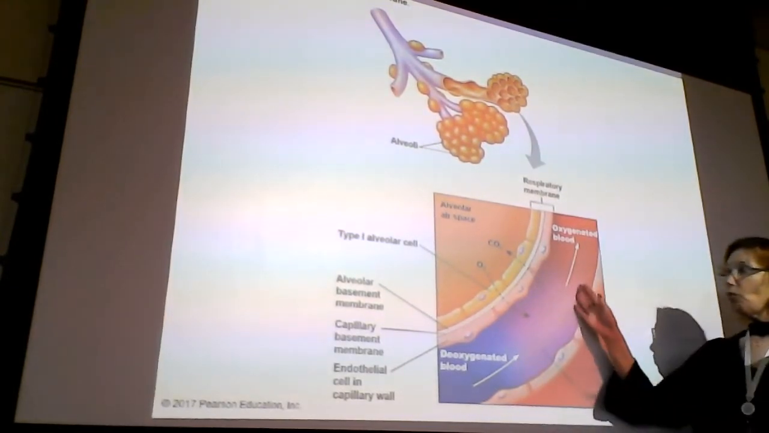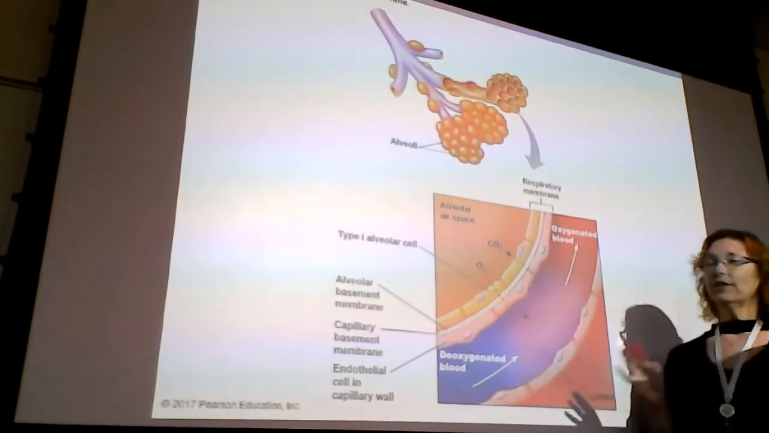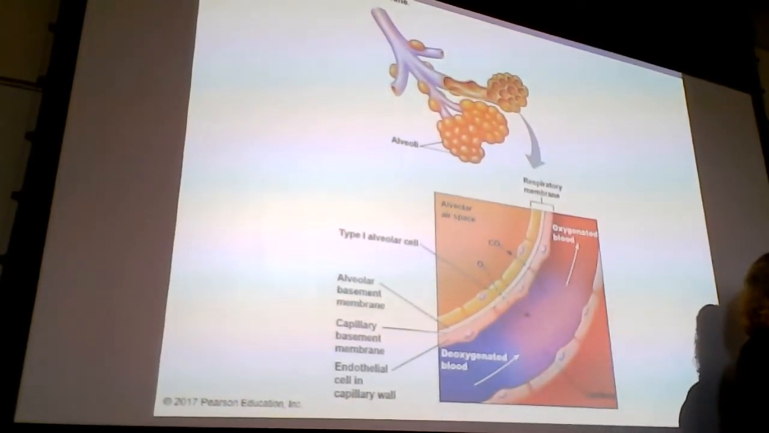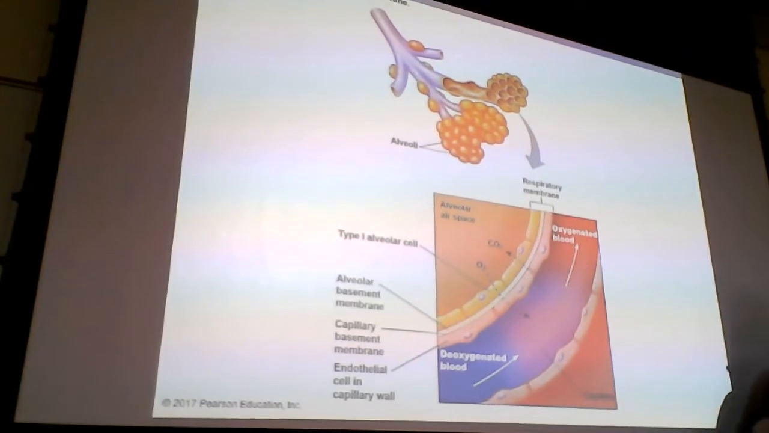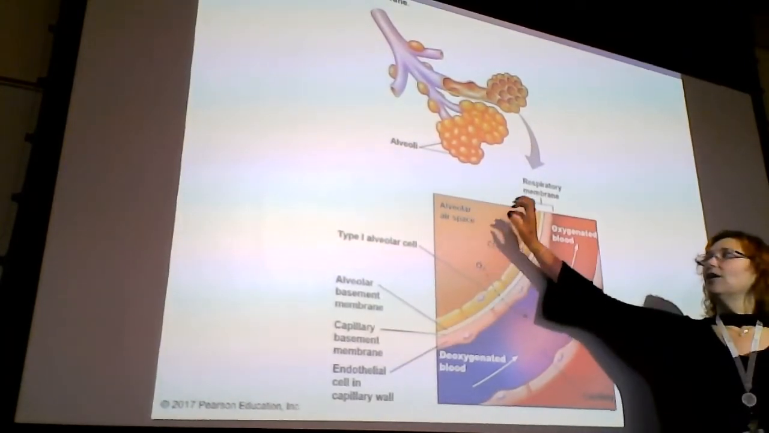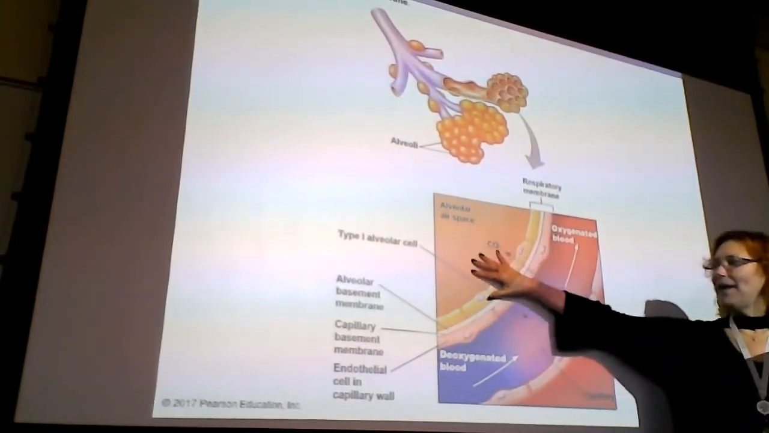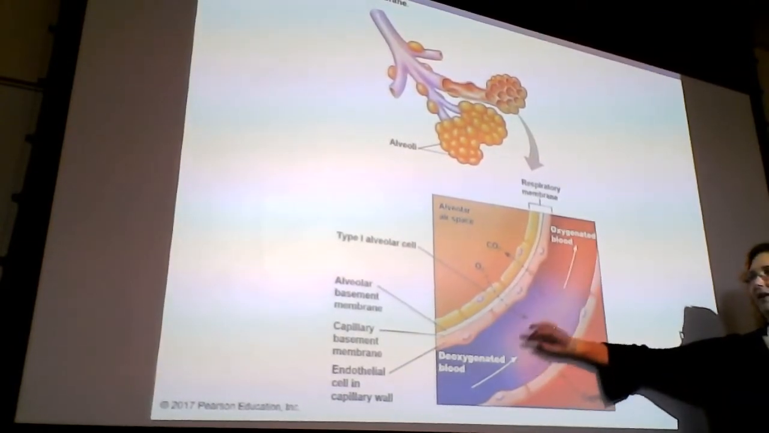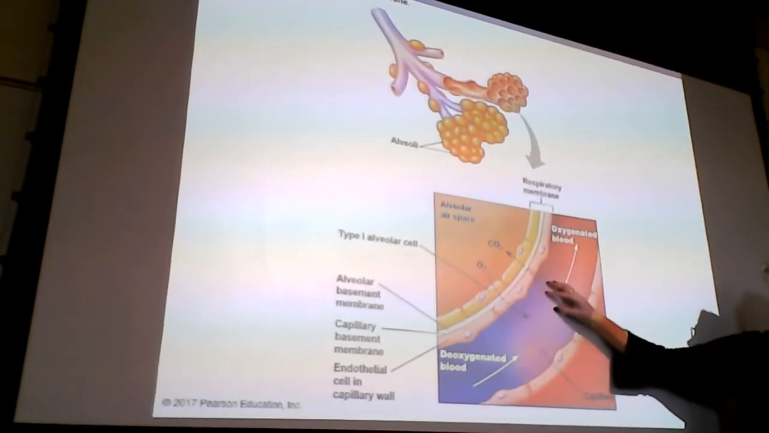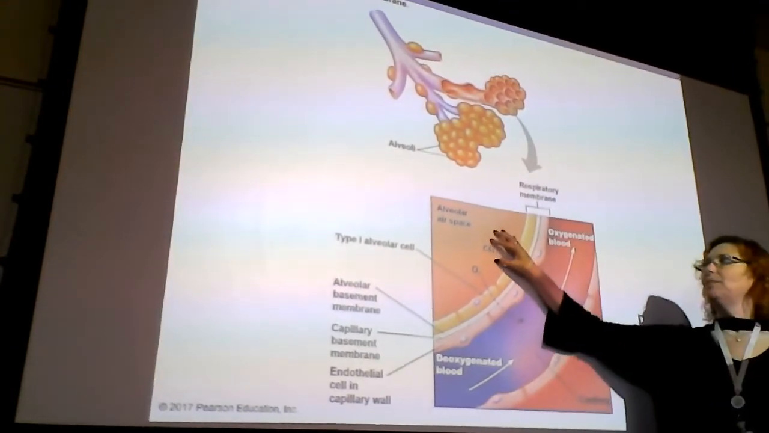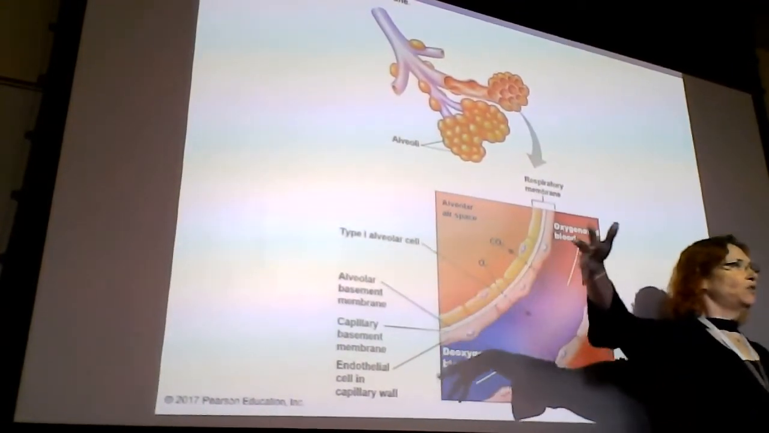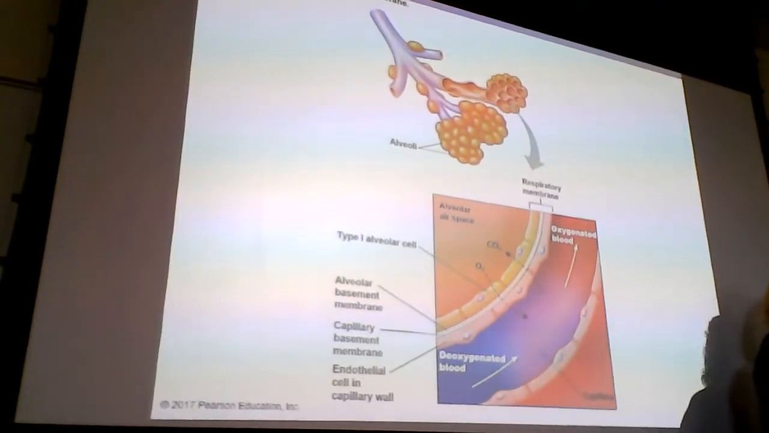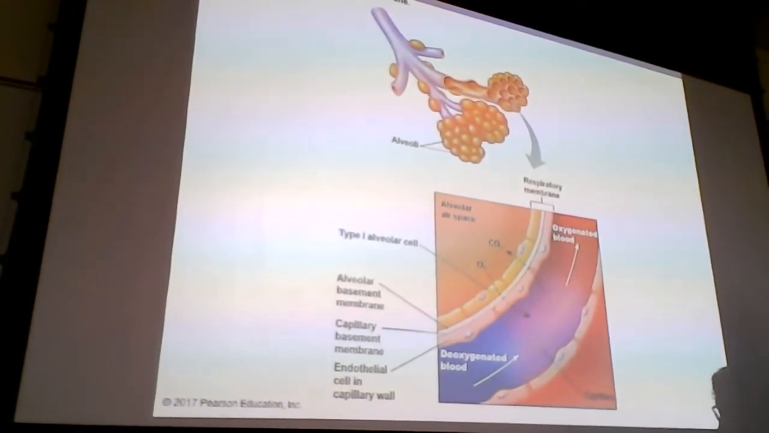Okay? So when we look here and we're looking at exchange, gases move from the alveolar space into the pulmonary capillaries and out of the pulmonary capillaries into the alveolar space down their pressure gradient.